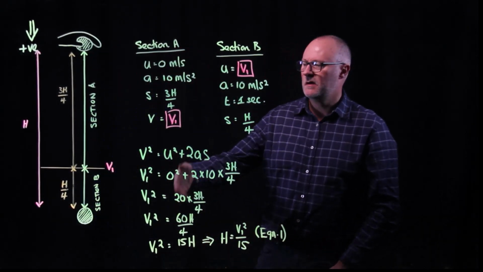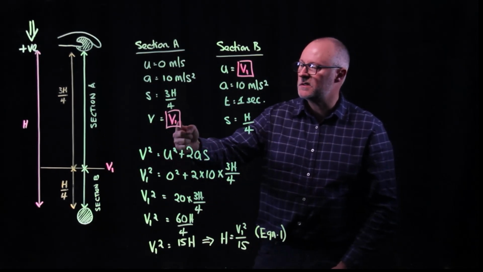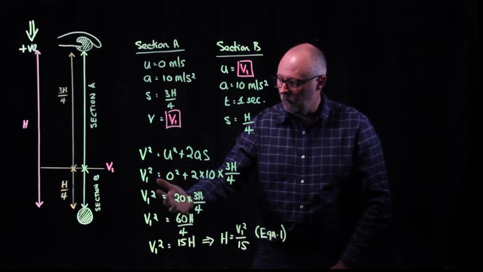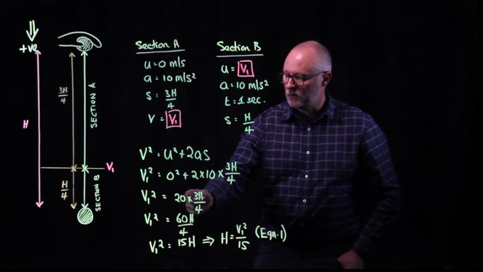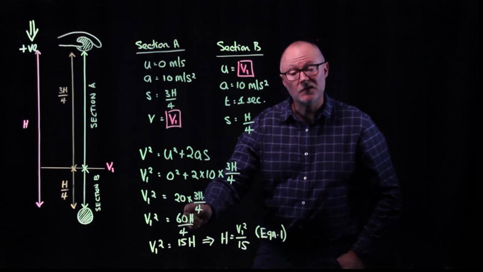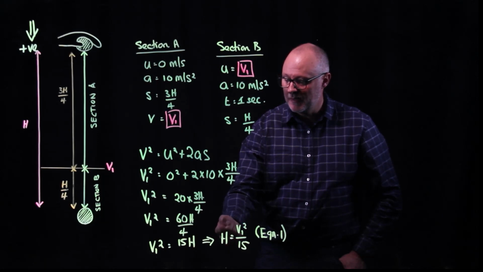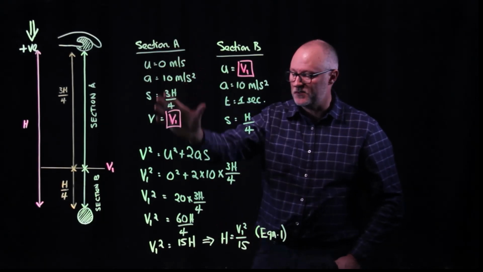Okay, let's examine this. v squared equals u squared plus 2as. We sub in our values where v is this final velocity v1 for section A. We go all the way through this. We simplify our right hand side. 2 tens is 20, 20 times 3 is 60, 60 divided by 4 is 15. I then re-express this, making h the subject. h equals v1 squared over 15. That's equation 1 that we've found from section A.